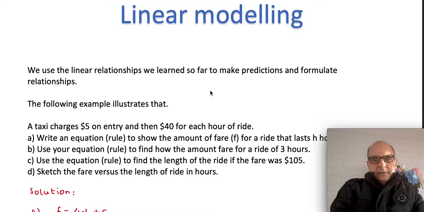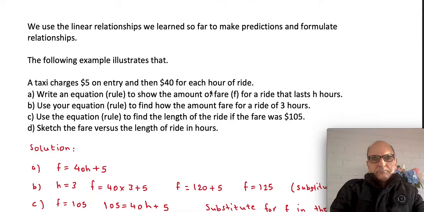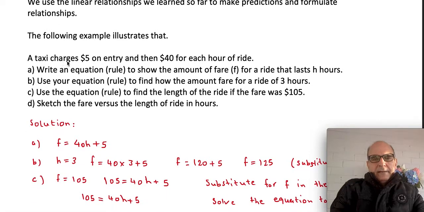Let's illustrate this with an example. A taxi charges $5 on entry and then $40 for each hour of ride. So as soon as you get into a taxi, it charges you $5 no matter how far you travel or how long you travel for, and then $40 for each hour of ride.